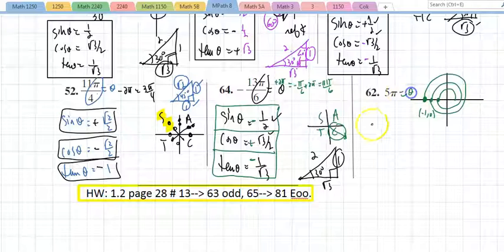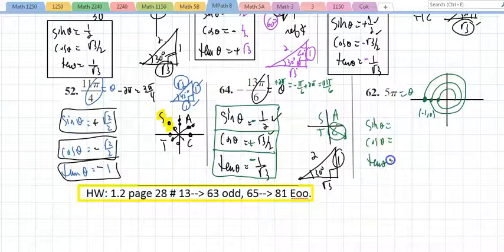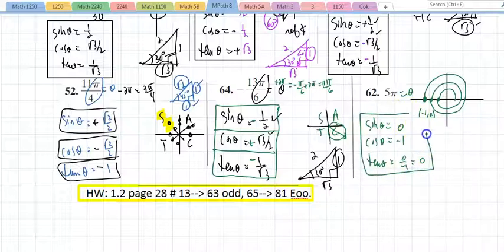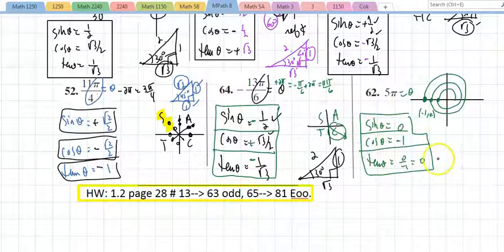So if I call this theta, the sine of theta is the y, the cosine of theta is the x, and the tan of theta is the sine over cosine. Sine is 0, cosine is negative 1, and tangent is the sine over the cosine, which is a 0. And there it is. Again, I'm only listing 3 of those, assuming you could list the other 3. By the way, the cotan of theta is 1 over 0, which is undefined. And there's the homework listed right there.